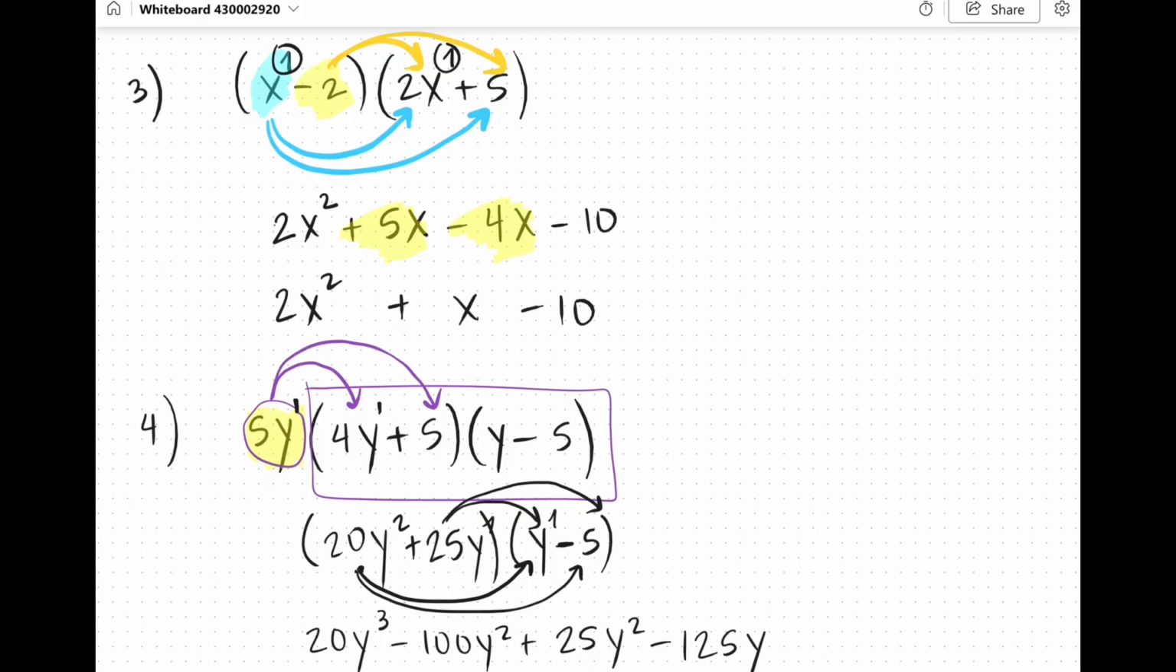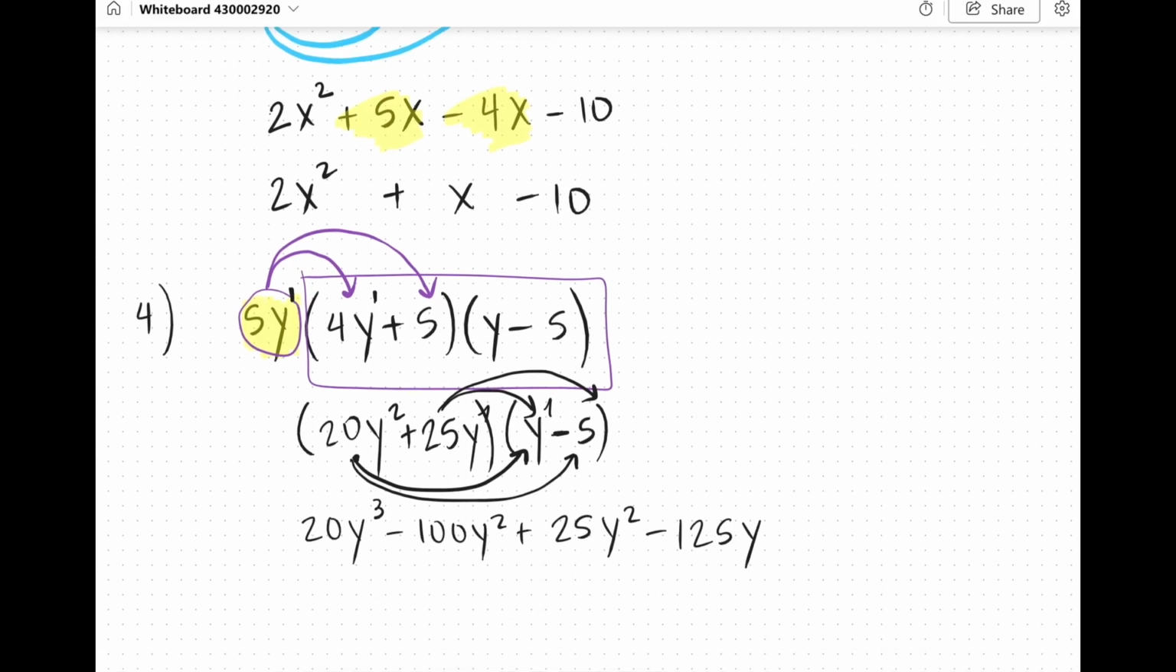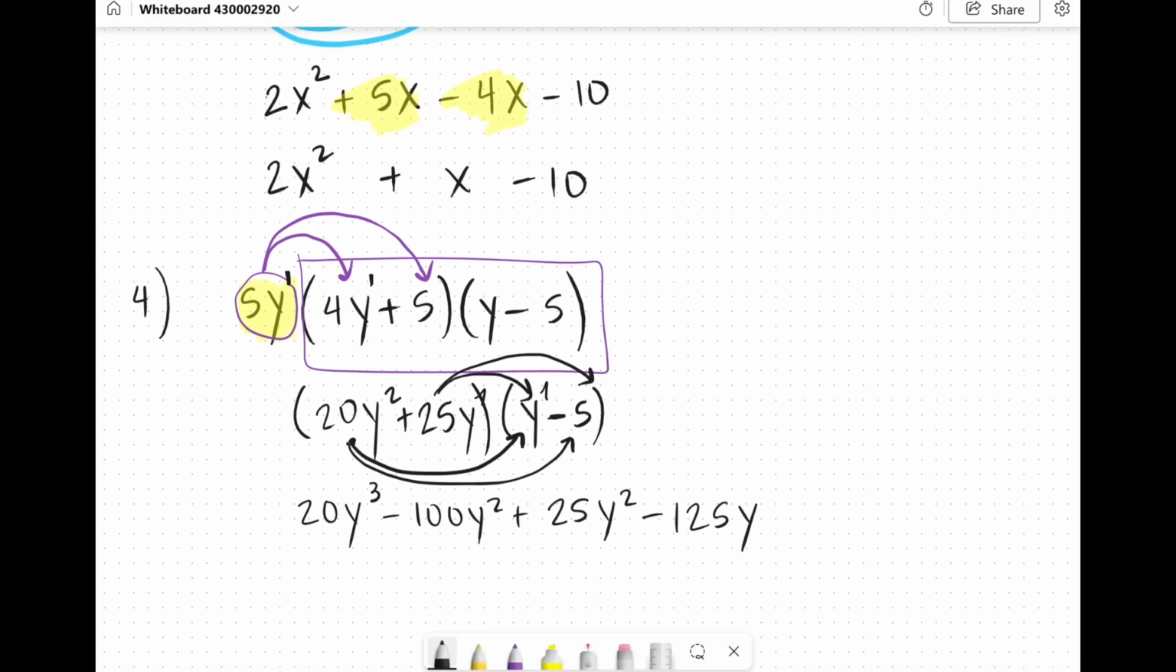Finally, 25y times negative 5 is negative 125y. This problem here also has a couple of like terms, so I will combine the negative 100y squared and positive 25y squared, and that turns into 20y to the third minus 75y squared minus 125y. This is your final answer.